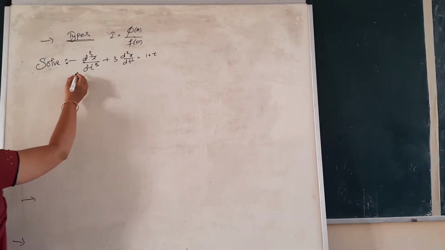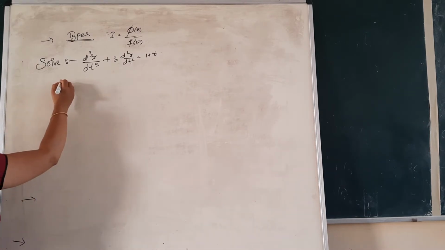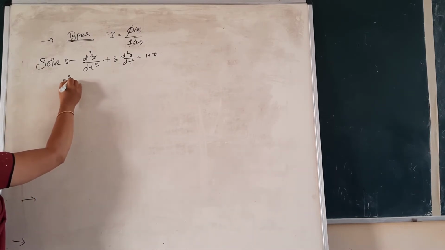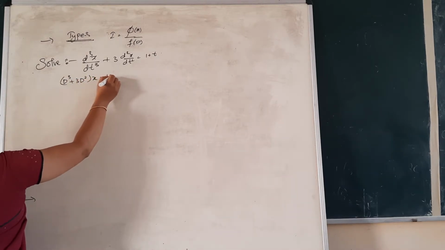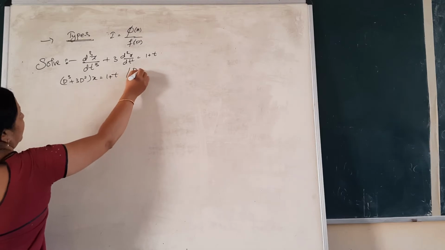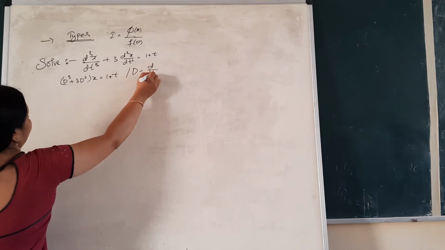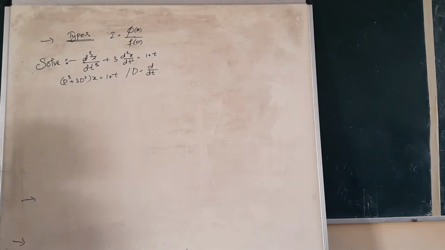Anyways, let us put it in the operator form first. So, we have d cube plus 3d square times of x is equals to 1 plus t. But here d, what is d? Here d is equal to d by dt. Our independent variable is t, and the dependent variable is x.